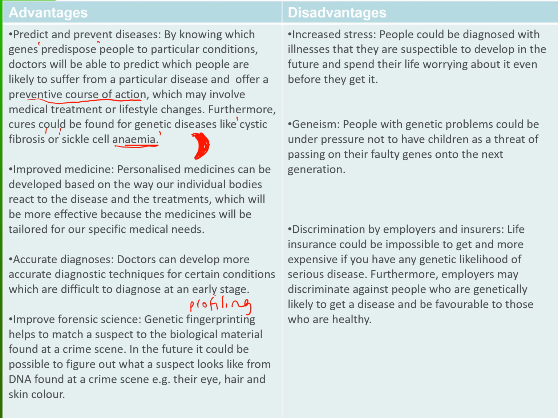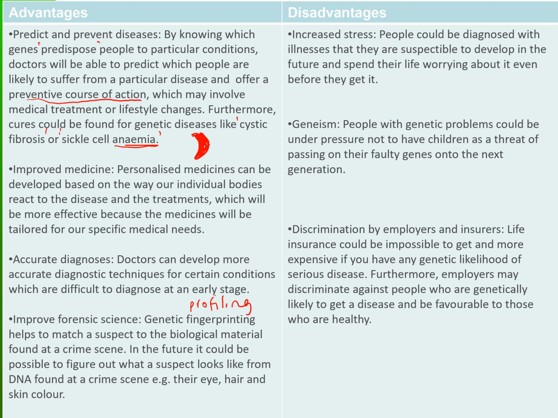Well, one of the things that happens is that sometimes people don't want to know what potentially could happen in the future. So it can cause increased stress. People could be diagnosed with illnesses that they are susceptible to develop in the future. And then when they find that out, they might spend their life worrying about it even before they get it, okay, and not living the life that they should be doing, unaware that this disease is clouding their potential future.